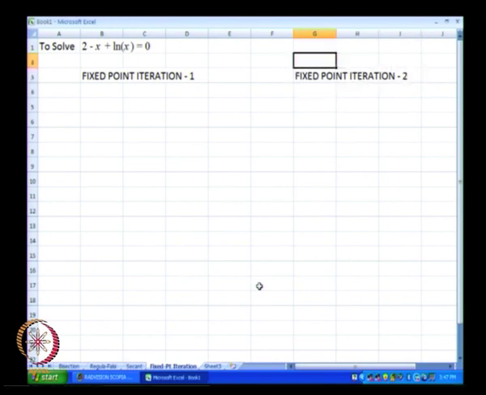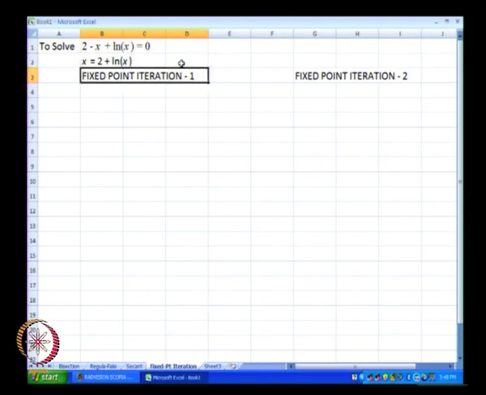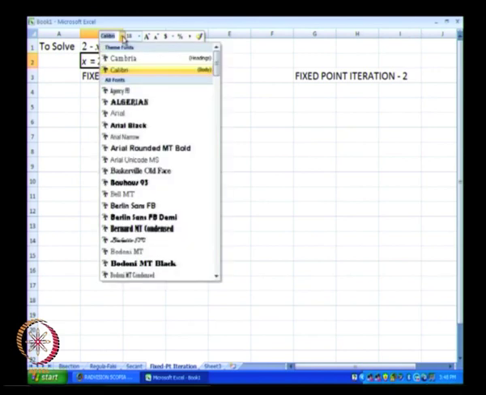The difference between fixed point iteration 1 and fixed point iteration 2 is this: in fixed point iteration 1 we take minus x to the right hand side and write this equation as x equal to 2 plus ln of x. So we will write this equation as x equal to 2 plus ln of x. That is the way we are going to do the first fixed point iteration.